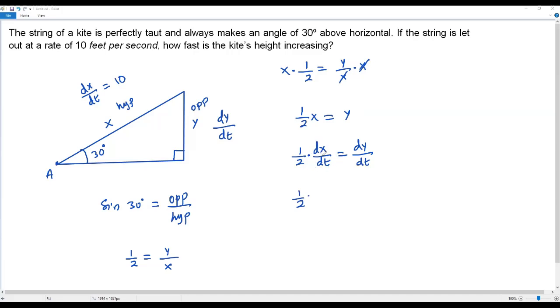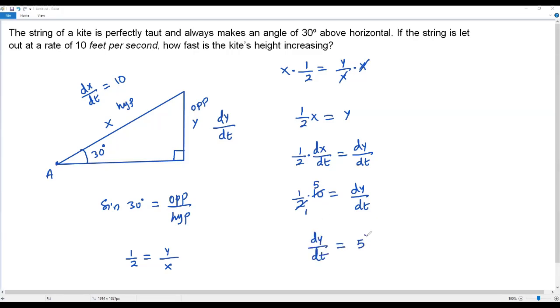1 half times dx over dt. I know the value of dx over dt. That is the change, how fast the string is increasing. It is given that the string is increasing at a rate of 10 feet per second. So we can plug in 10 for dx over dt over here, then we get dy over dt. 2 goes into 2 1 times, 2 goes into 10 5 times. So finally I'm getting dy over dt is equal to 5.